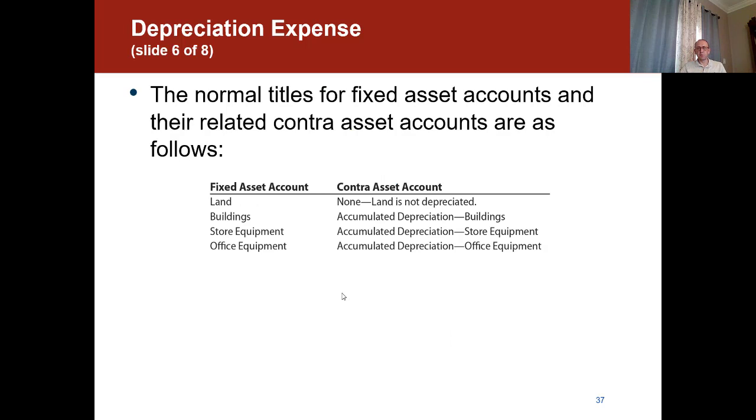The normal titles for fixed asset accounts and the related contra asset accounts are as follows. As I said before, land does not have a contra asset account. We don't depreciate it, so we don't have an accumulated depreciation account for it. But for buildings, store equipment, and office equipment, we have a contra asset account related to each one of these. It's called accumulated depreciation dash building, store equipment, or office equipment, depending on the related fixed asset account.